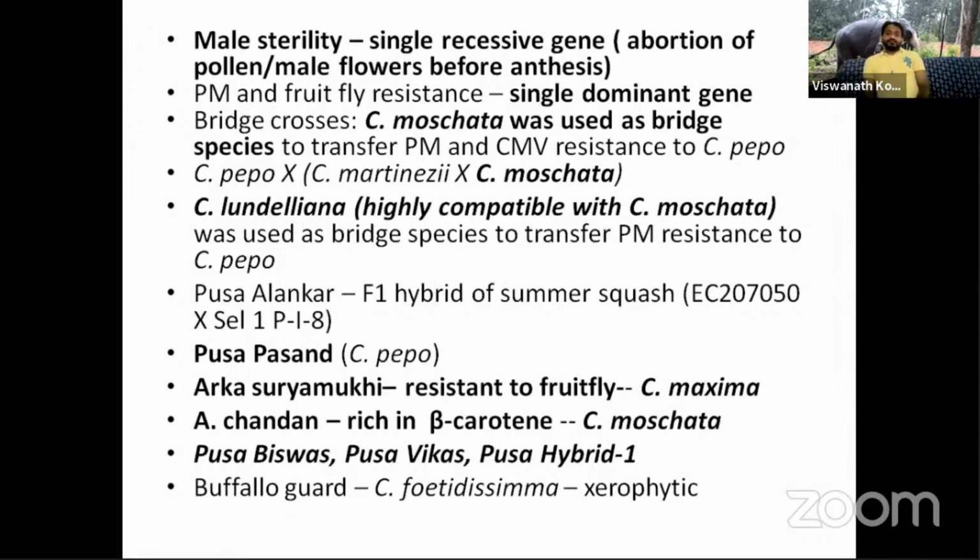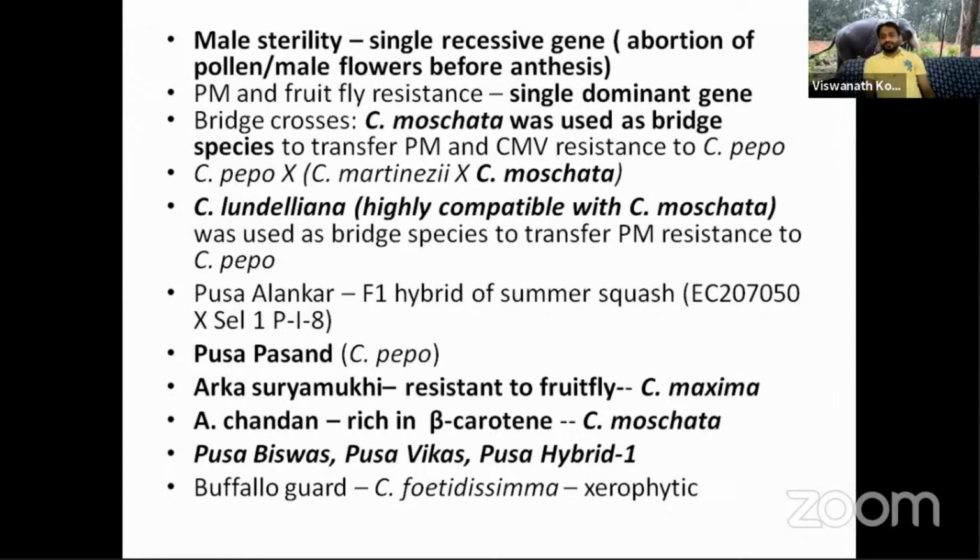So Pusa Alankar is the F1 hybrid of summer squash EC207050 into selection 1 PI18. This cross was also asked earlier in exams. Pusa Pasand is a summer squash variety, and Arka Suryamukhi is a Cucurbita maxima winter squash type. It is resistant to fruit fly. Arka Chandan is rich in beta carotene.